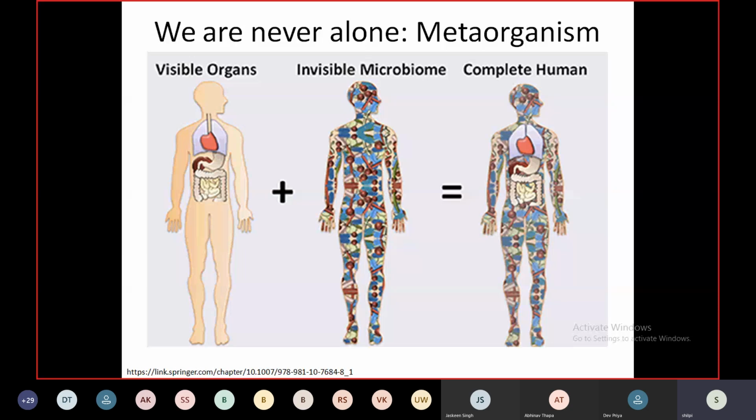Did you know about this concept of meta-organism or holobiont? Anybody? You must have heard about it. No raise of hands?